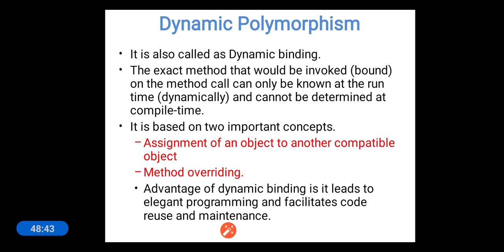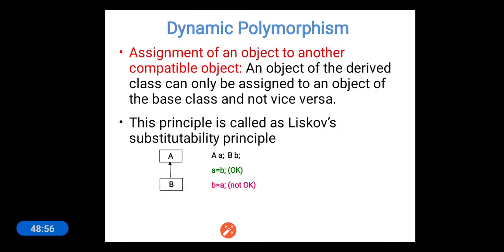This dynamic polymorphism is based on two important concepts. One is the assignment of an object to another compatible object, and the other is method overriding. First, let us see the assignment of an object to another compatible object. An object of a derived class can only be assigned to an object of a base class and not vice versa. That means the object of a base class cannot be assigned to an object of the derived class.